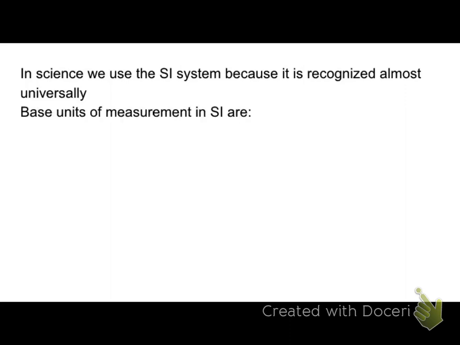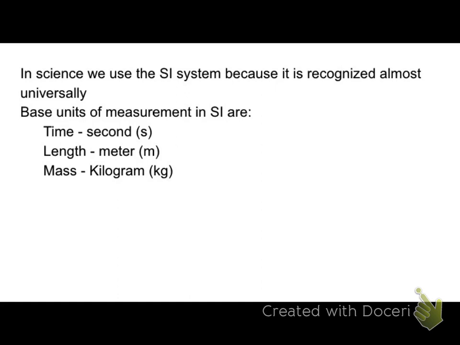There are base units of measurement for SI. These are your common base units. Time is going to be measured in seconds. Length is going to be measured in meters. And mass is going to be measured in kilograms. In chemistry, we used a lot of grams because we calculated things in small amounts. Physics tends to deal more, at least in the first unit, on the large scale, so you will probably see kilograms more this year.